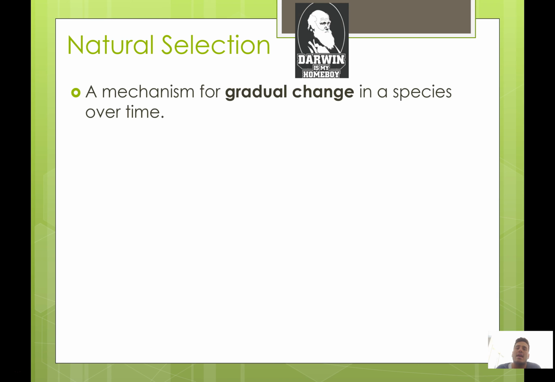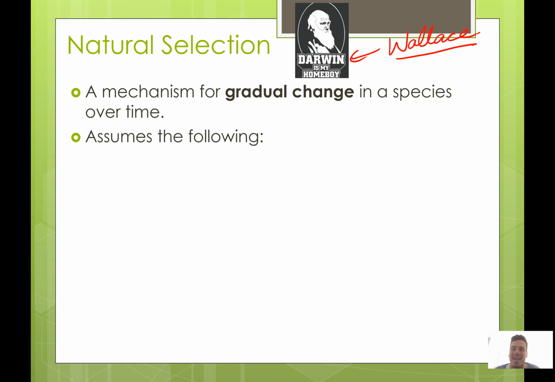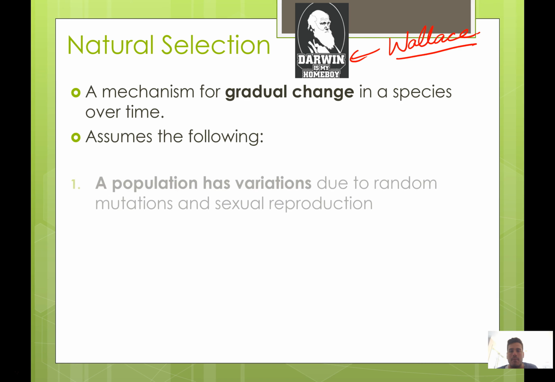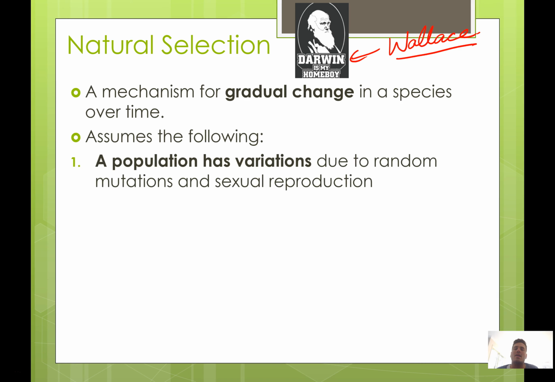And natural selection, it's a mechanism for gradual change in a species over time, and it came up by this guy Darwin, but also by a guy called Wallace, which we forget a lot about, which you don't have to know, but it's a little bit of a sad story if you're interested. And Darwin assumed the following when he was proposing natural selection, okay? The first thing he assumed is that a population has variations due to the random mutations and sexual reproduction, okay? And that's just simply, we have random mutation and we have sexual reproduction that's going to mix all those random mutation genes to create new individuals.